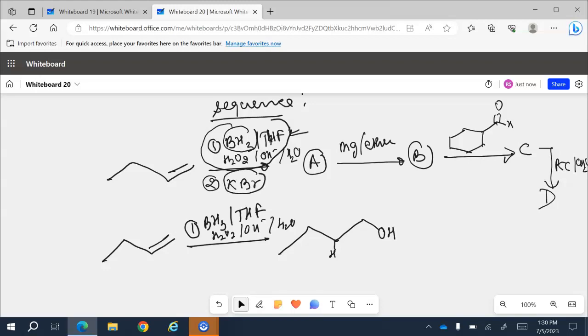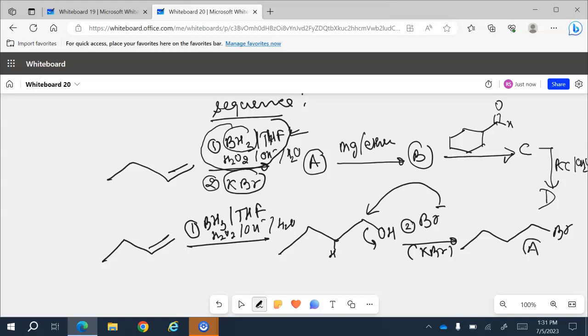Then you are reacting with potassium bromide. So KBr in the second step is just the Br minus that is coming from KBr. That will do what we call the SN2 type of reaction, that will result in the formation of alkyl halide, primary alkyl halide. And this is your product number A.